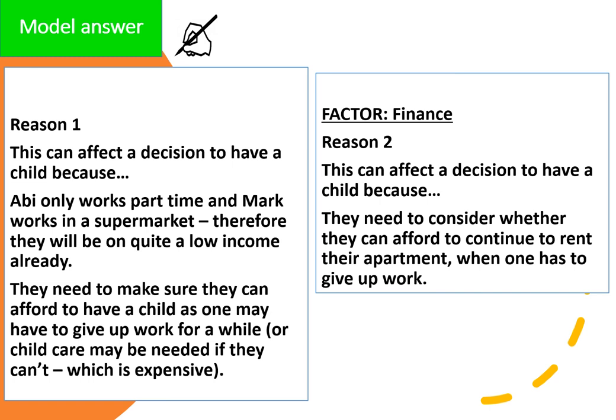picking up on the fact that in the case study, it told us that they were in a one-bedroom apartment, so they had their own place. So can they afford to keep their place? And the other one was their jobs. They work part-time in a supermarket, therefore indicating they might be on a low income already. And the cost of actually getting essentials for a child and raising a child and feeding a child, can they afford to do that? Or can they afford the childcare if one of them had to go part-time?